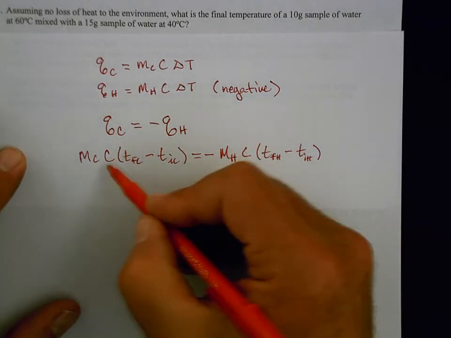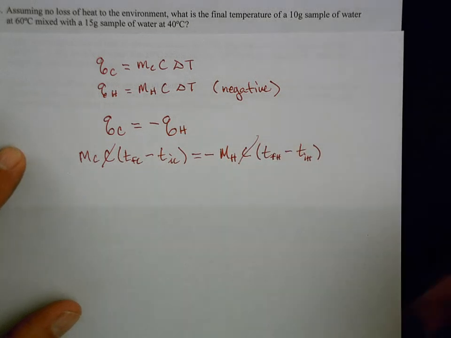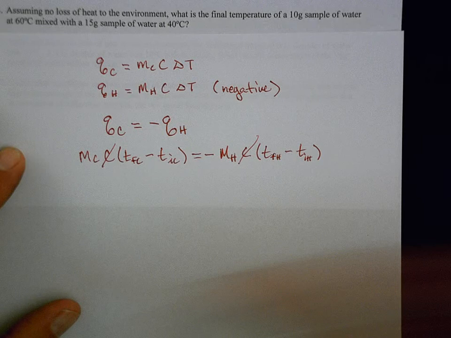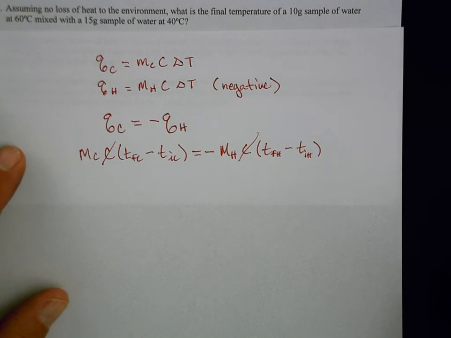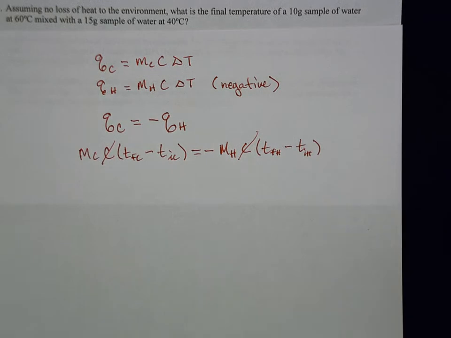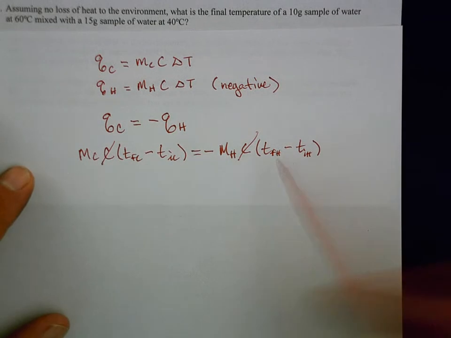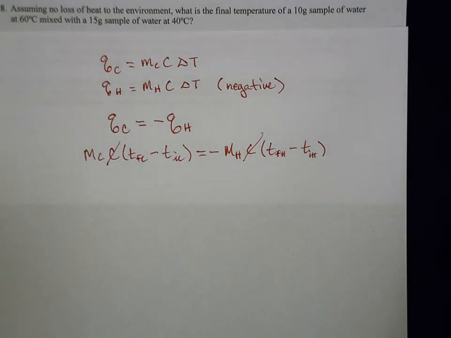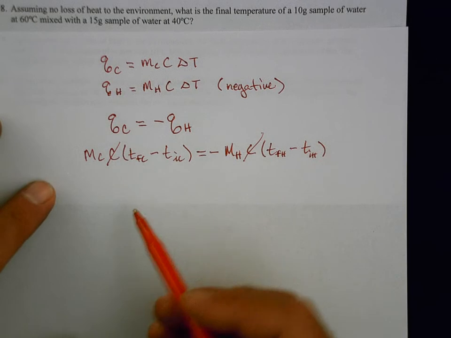Now I can throw out the C's because it's the same 1 calorie per gram degree Celsius for water on both sides. And now also consider, well, gee, hot water and cold water mixed together ends up as warm water. Whatever temperature it is, it's the same final temperature. I can't really tell the difference anymore between hot water and cold water once it's mixed together. It's just warm water. So let's put in our numbers.